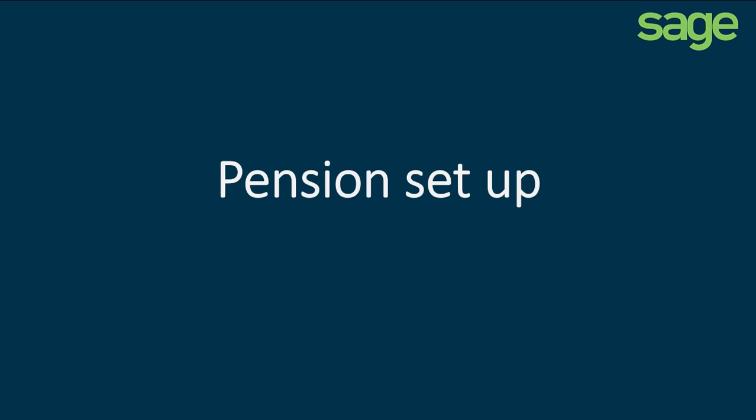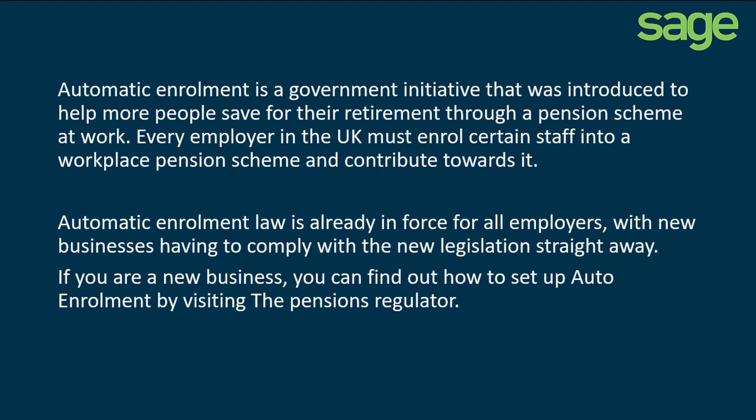What I'll do is I'll just start talking about automatic enrolment, just the basics of it, just to give you some background. So automatic enrolment is a government initiative that was introduced to help more people save for their retirement through a pension scheme at work. Every employer in the UK must enrol certain staff into a workplace pension scheme and contribute towards it. The automatic enrolment law is already in force for all employers, so if you do start a new payroll system, you will have to comply with this new legislation straight away.